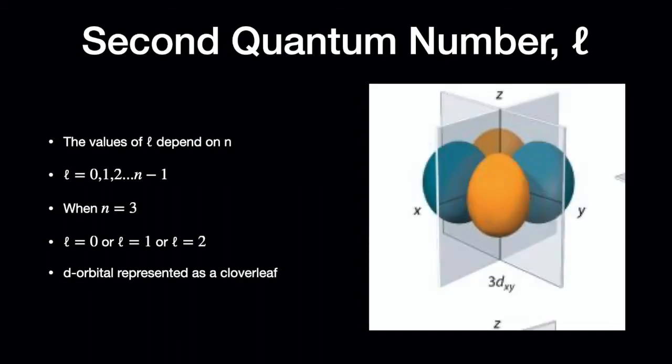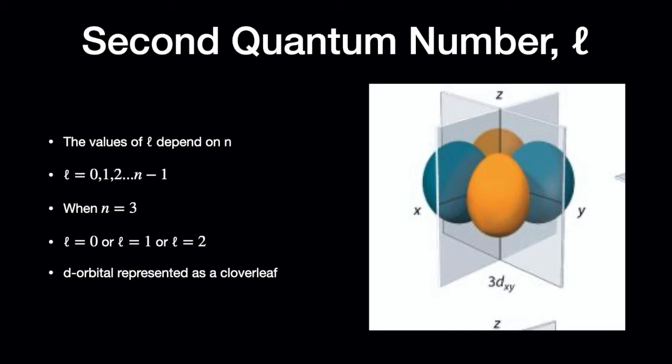When n is equal to 3, there are 3 possible values for L. L could be 0, or 1, or all the way up to 2, which is n minus 1. So L equals 0 is an s orbital subshell. L equals 1 is the subshell that describes the p orbital we previously saw. And L equals 2 is a very complicated shape, kind of shown as a clover leaf.